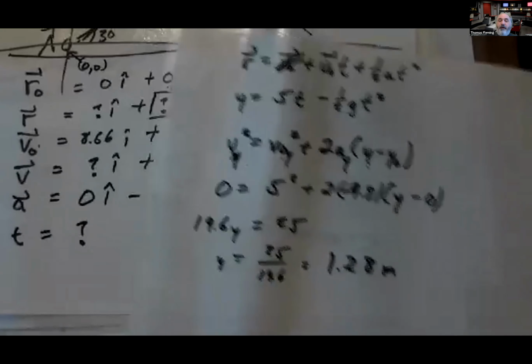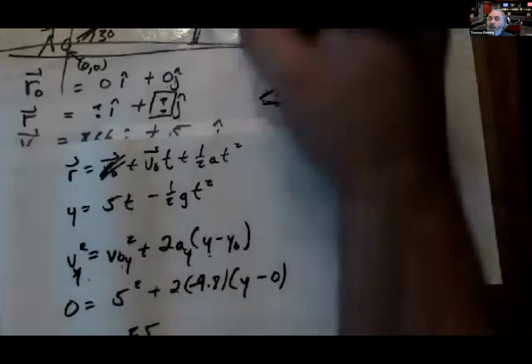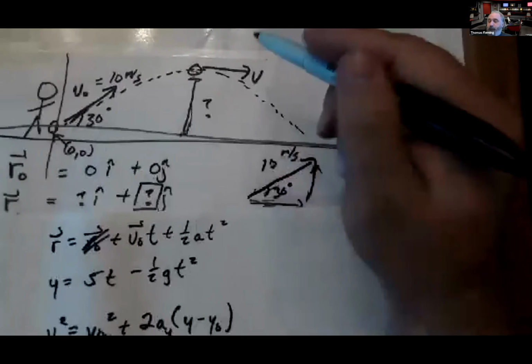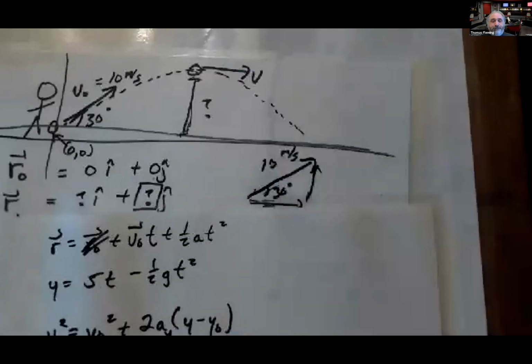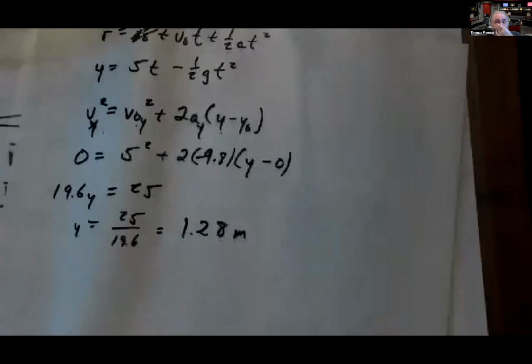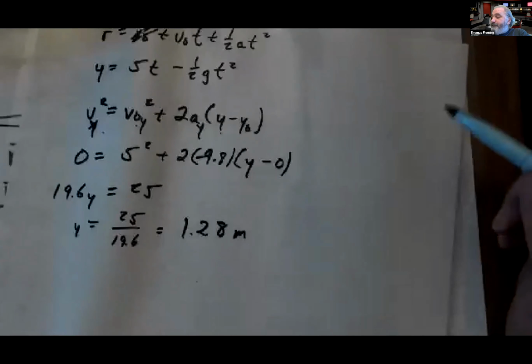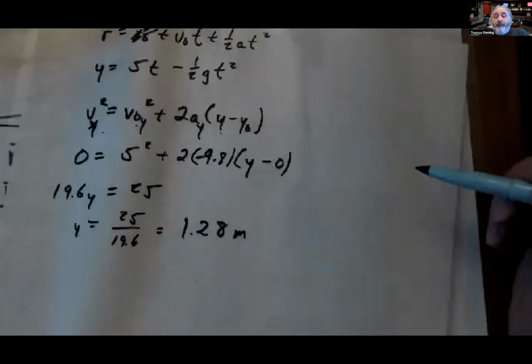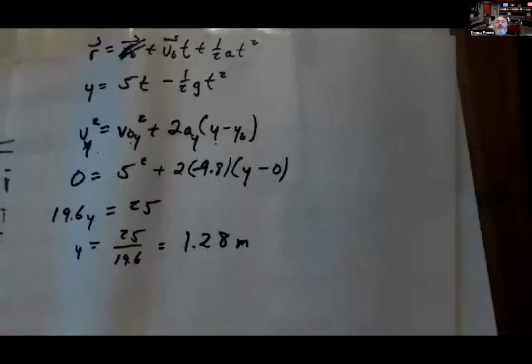So this football is going to travel a height of 1.28 meters. Super easy. That's all there is to it, right? It's every bit the same as what we would have done previously. We just have to break down the vectors a little bit more fastidiously. And sometimes we may end up having to use information from both of those components at the same time.